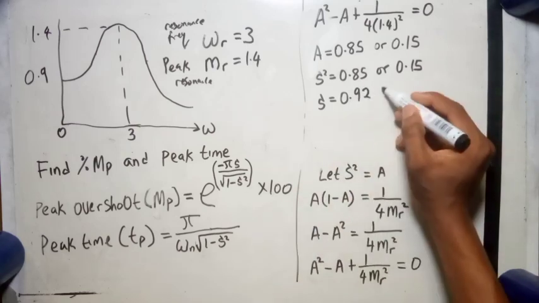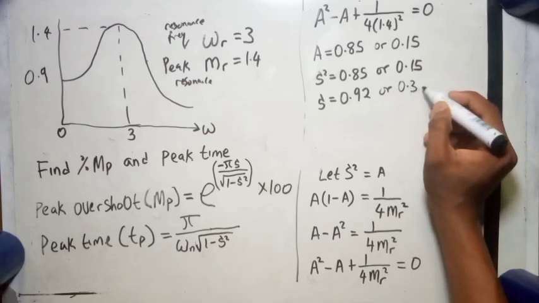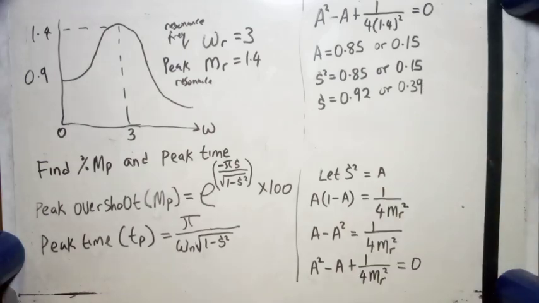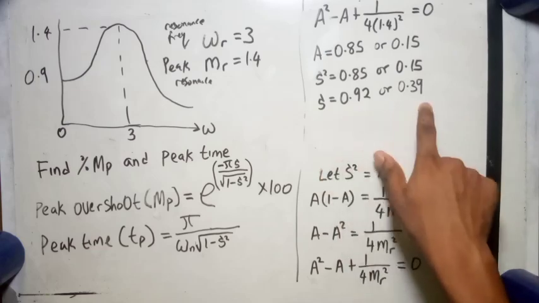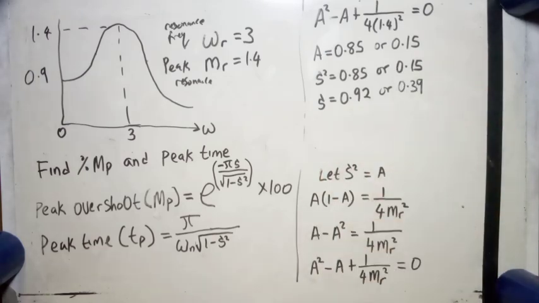Now finding the square root of both sides, we have that our zeta is equal to 0.92 or 0.339. So square rooting these two answers, this is what I got. Square rooting, understand? Our system is now having more than one damping factor, and they are all underdamped.